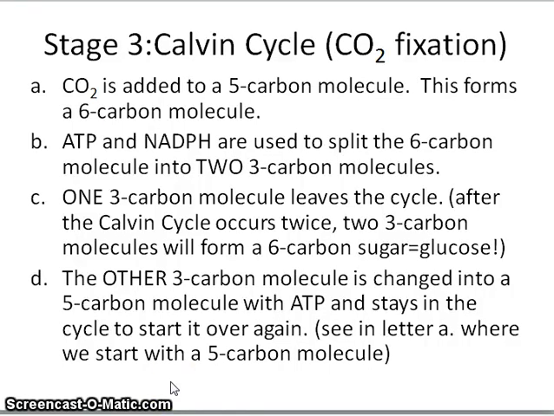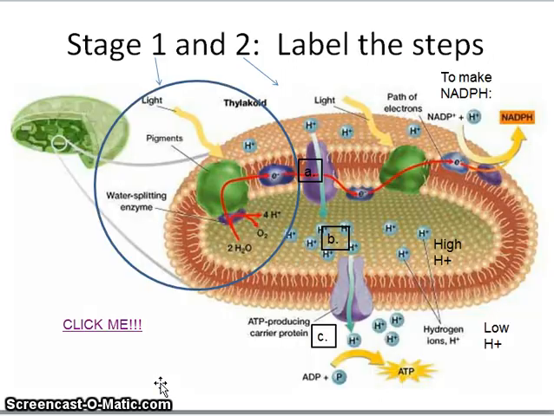Okay, this is the last stage of photosynthesis. It's called stage 3, the Calvin cycle, or carbon dioxide fixation. Now, before we get into this, we want to review stage 1 and 2 just really briefly, because the things that are created in stage 1 and 2 will be used in stage 3. So if you'll go back and look at your notes, just this page is fine. This picture will kind of show all the things we need to look at.